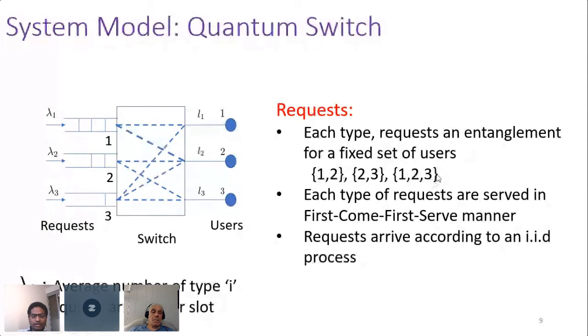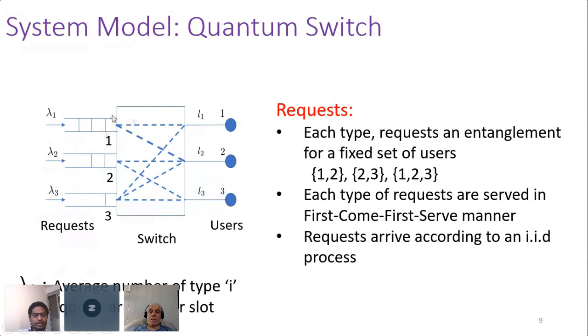For this switch, on the right side, I have users connected to the switch, and on the left side, I have requests coming in from different applications. Now, each type of request is served in a first come, first served manner. That is, the request that arrives first will be given priority. And requests are also arriving according to some IID distribution, and the average number of requests arriving in each slot is denoted by lambda.